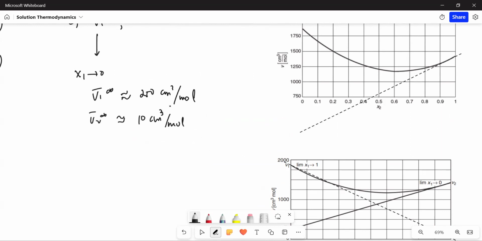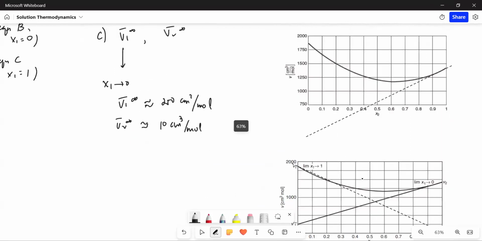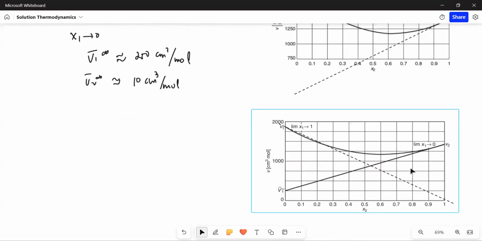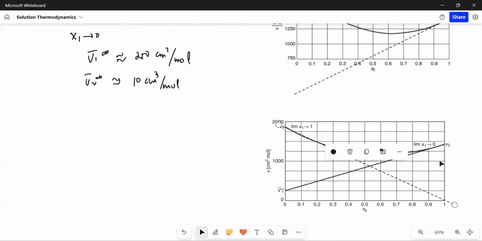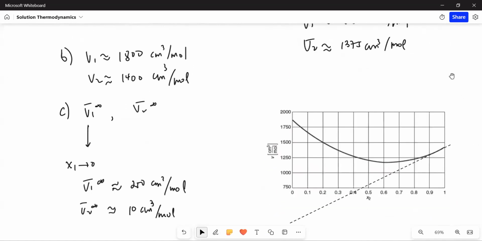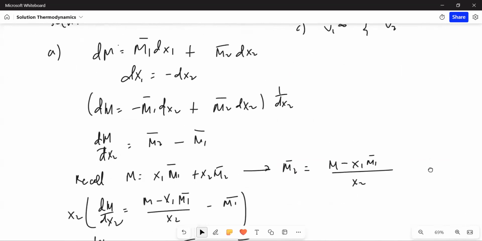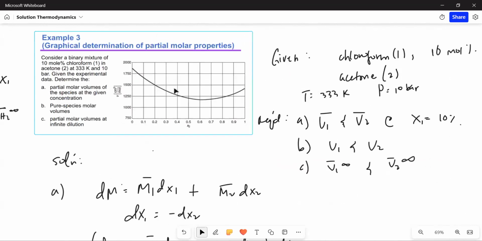Okay, I need to check that answer. I'll get back to you, but that's how you do it graphically. That's how you read the values graphically. All right, so this ends the solution for this example. We'll continue in the next lecture, in the next video.